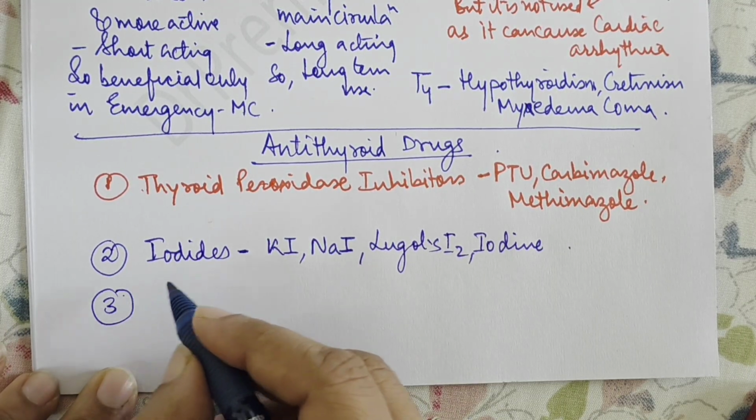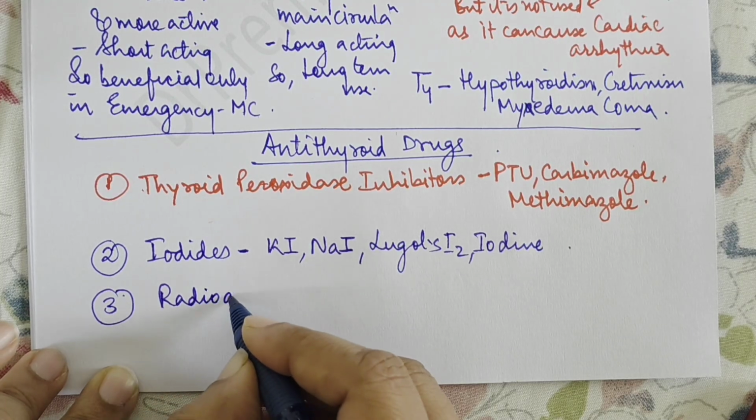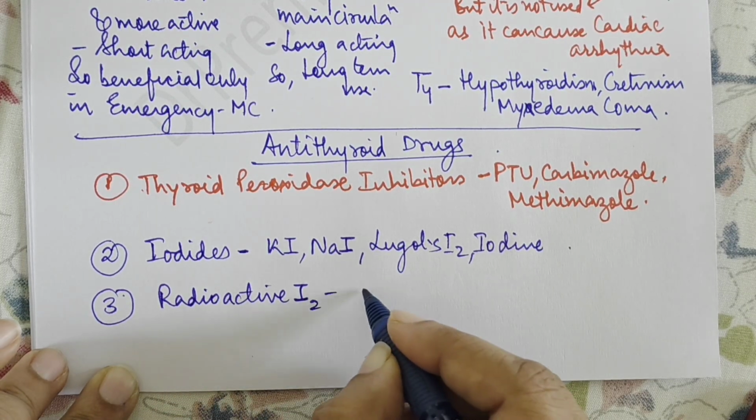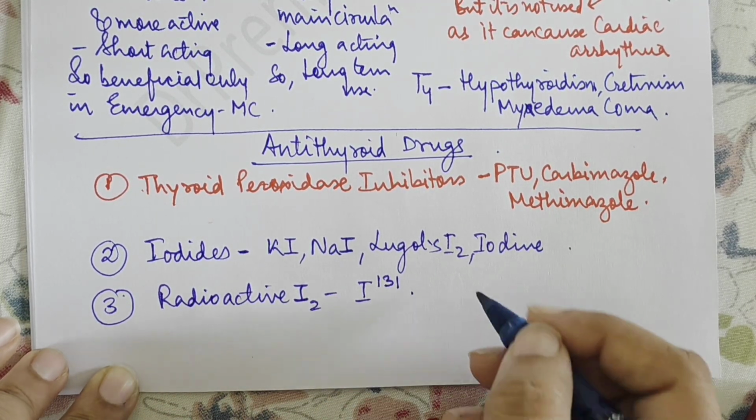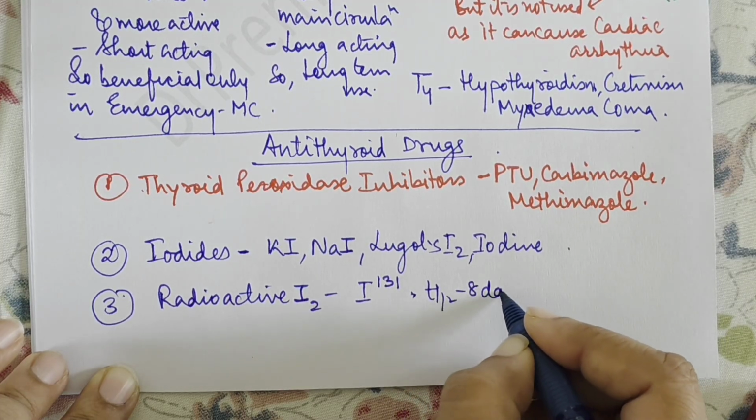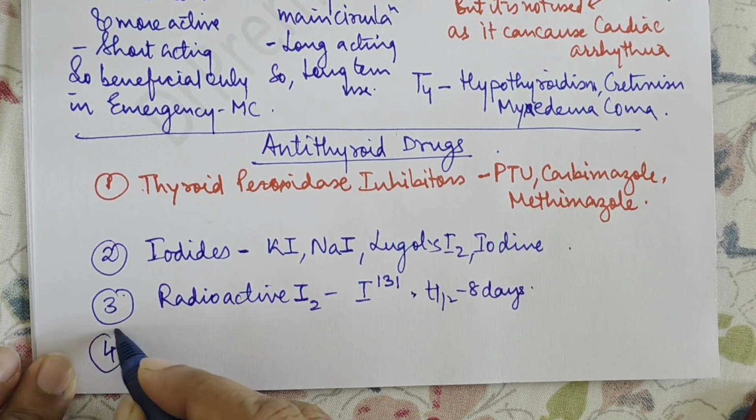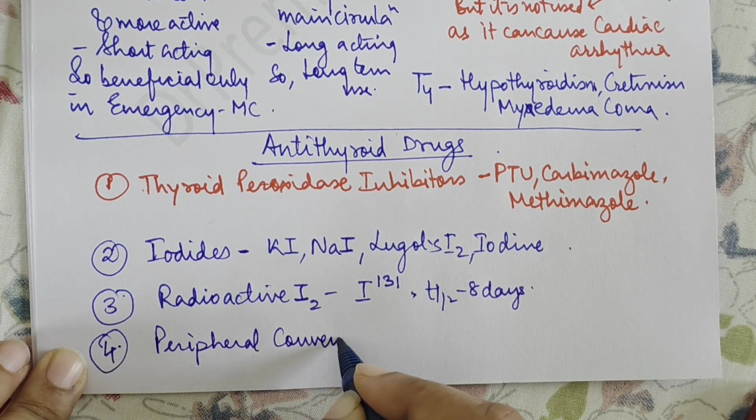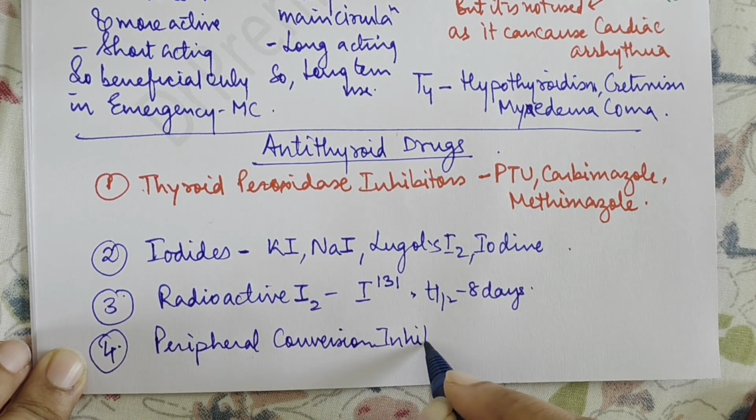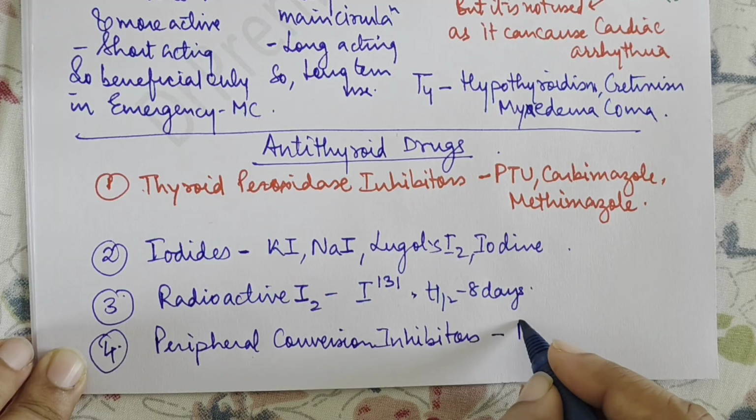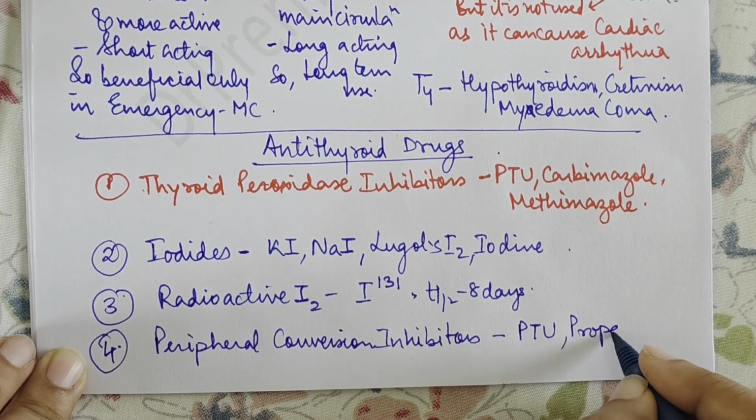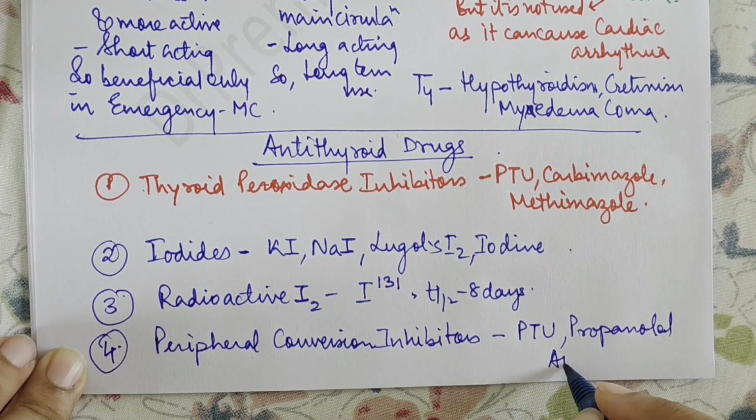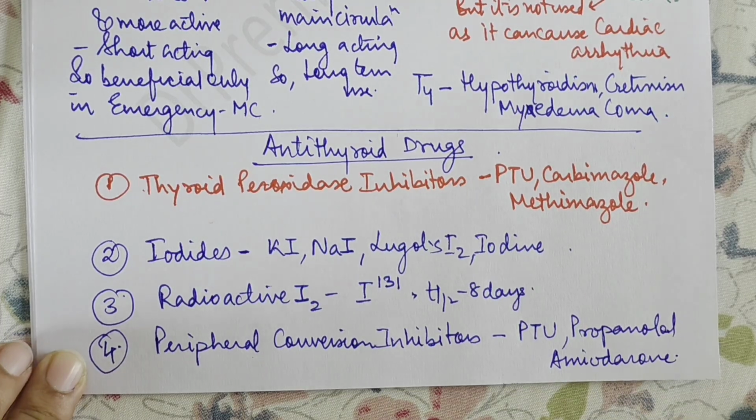Then the third category of drugs is radioactive iodine, in which the drug is iodine 131, right? Its half-life is 8 days. Then there are drugs which are peripheral conversion inhibitors. In this, again, propylthiouracil is a drug. Then propranolol also inhibits the peripheral conversion, and there's another drug called amiodarone that also inhibits the peripheral conversion. Okay.